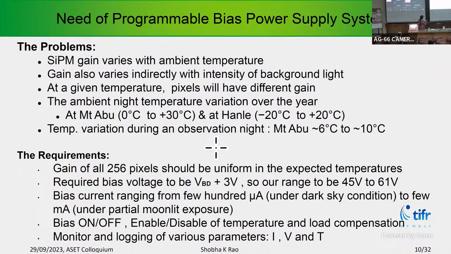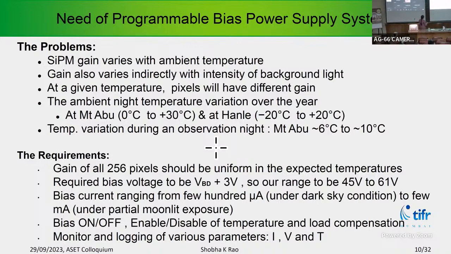So when I say indirectly, what happens is when the SiPM current varies, the bias that we are supplying to it drops due to the series resistor. So this is one of the requirements that we need. In spite of varying current, the SiPM current will change, but the gain we have to maintain.